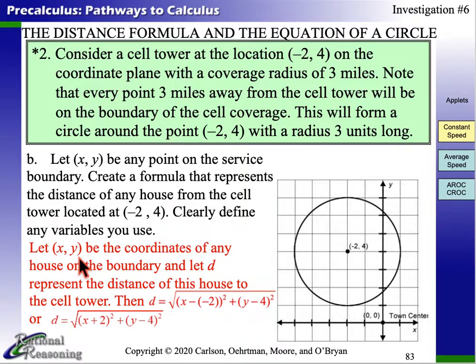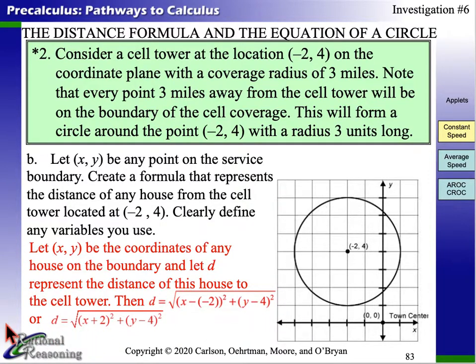So x and y are the coordinates of the house. For it to be on that boundary, it's got to be exactly 3 miles away. But if we just want to know the distance, we could call it d. So it's going to be x minus the x coordinate of the cell phone tower and y minus the y coordinate of the cell phone tower, just like we did. And then in this case, we'll take the square root.